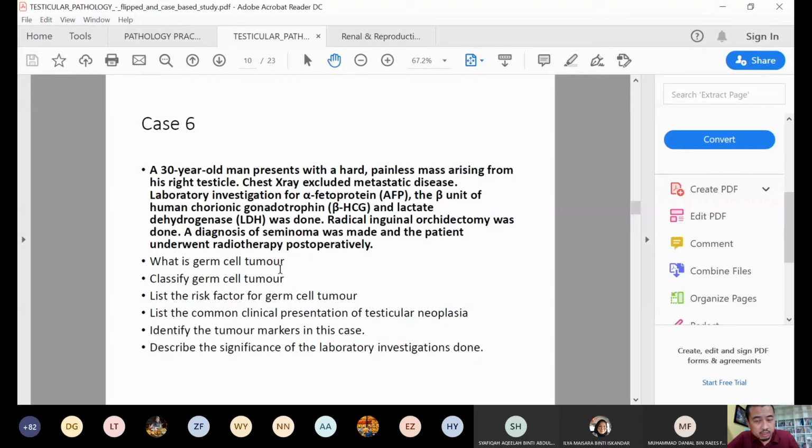The common clinical presentation of testicular neoplasia is the presence of a hard, painless mass. Some can present with a painful mass, but the most common one is a painless mass. Some patients present with metastasis.